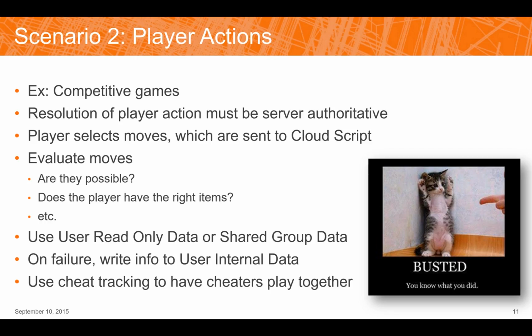You can use user read-only data or shared group data in order to have the data from the player's move be available both to that client and to any other client. In the case of both data types, you'd simply set the data to be public so that any client on the service can read it. And in that way, you could share move information between players. And obviously, again, on a failure, write it to user internal data so that you can do some tracking on players who might be cheating, and you can evaluate that and decide how you want to work with them.